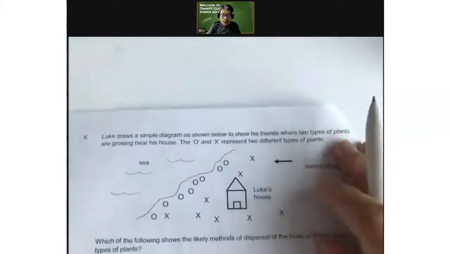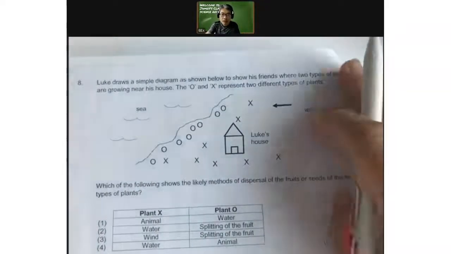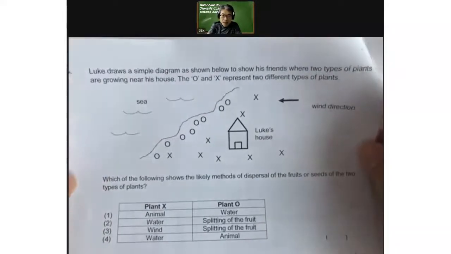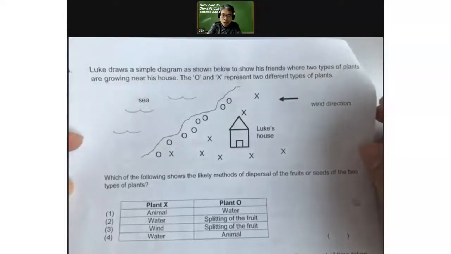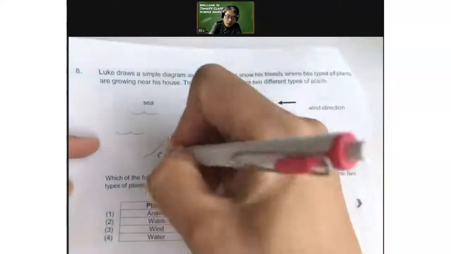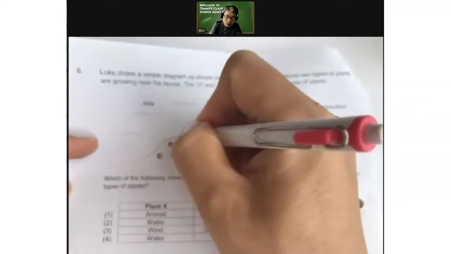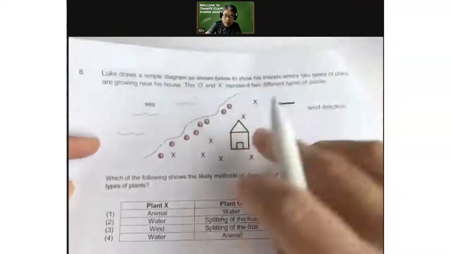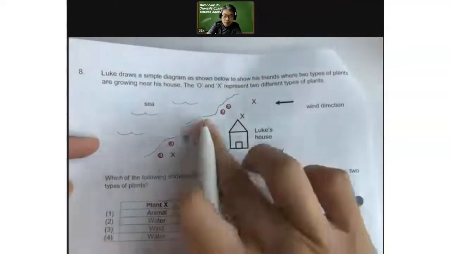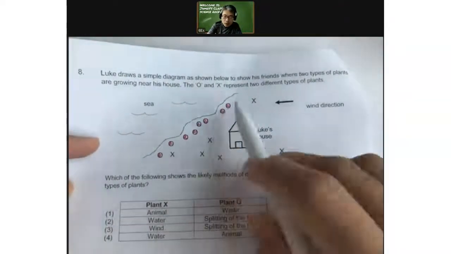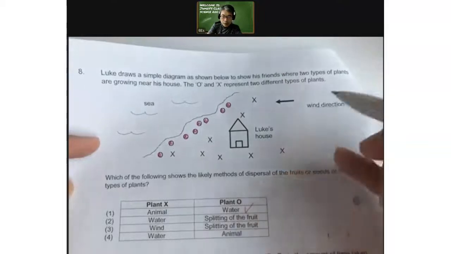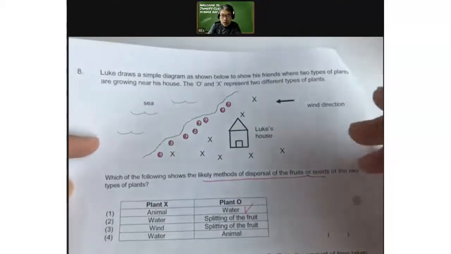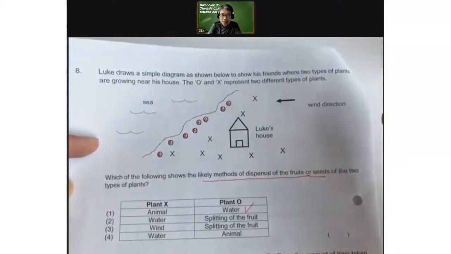Next question, question 8. Luke draws a simple diagram as shown below to show his friends where 2 types of plants are growing near his house. O and X represent the 2 different types of plants. Now very clearly, O is all along the seaside. They are nowhere inland, only near the sea. So very clear, this plant O is dispersed by water. The question asks for the likely methods of dispersal of fruits or seeds. O is by water. That's the answer.